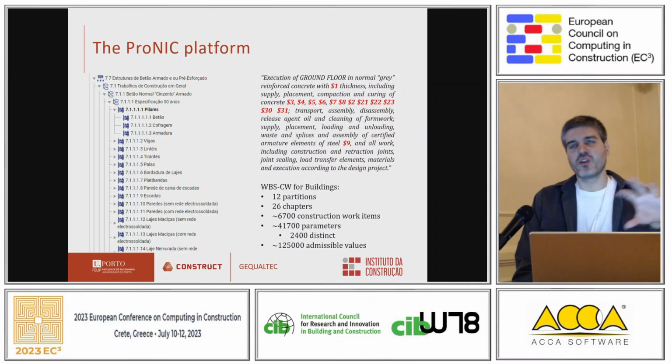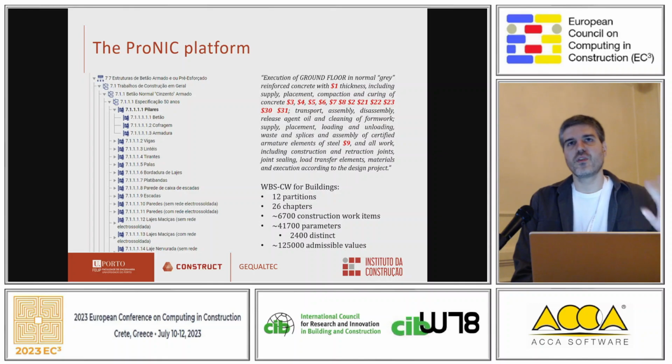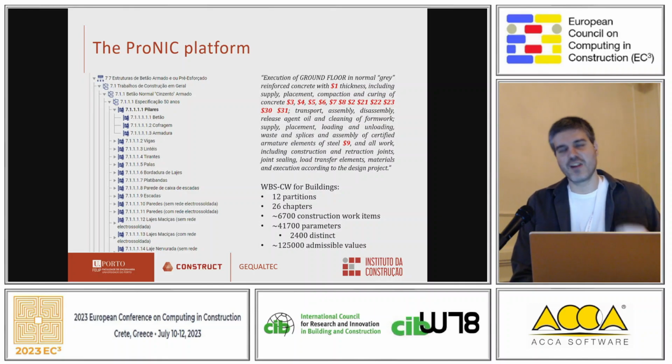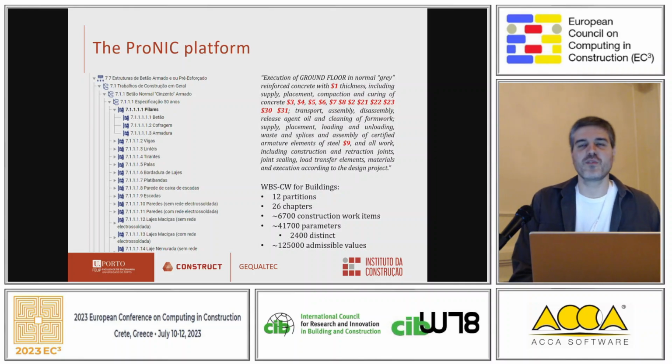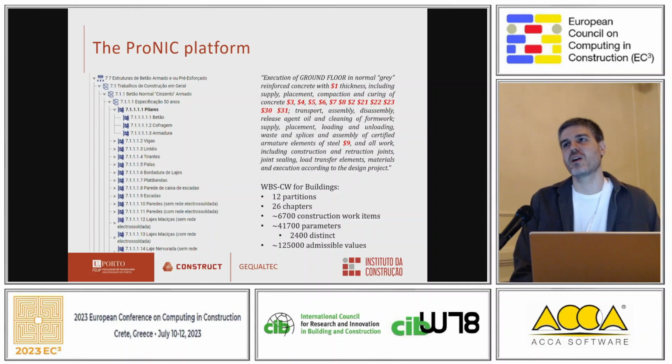So for a sense of the scope of the ProNIC platform, we have 26 chapters. Those are like the starting points for the tree. They've been grouped into 12 partitions to combine related chapters, 6,700 items, 41,700 parameters, 2,400 of them distinct, and 125,000 admissible values, which are basically, think of a combo box for those dollar signs, where you can select only from some predetermined values. In a few cases, you can actually just write your own.